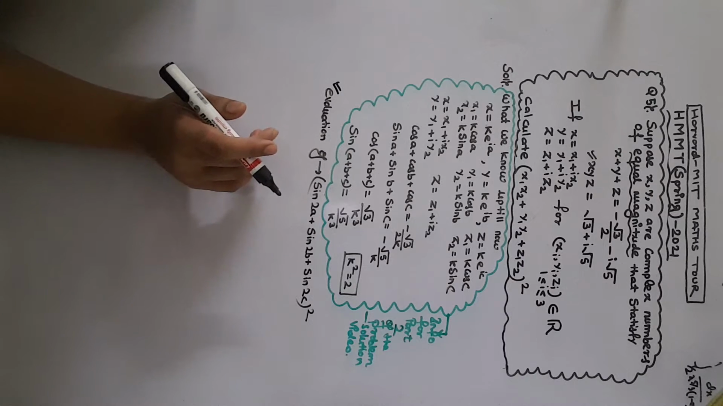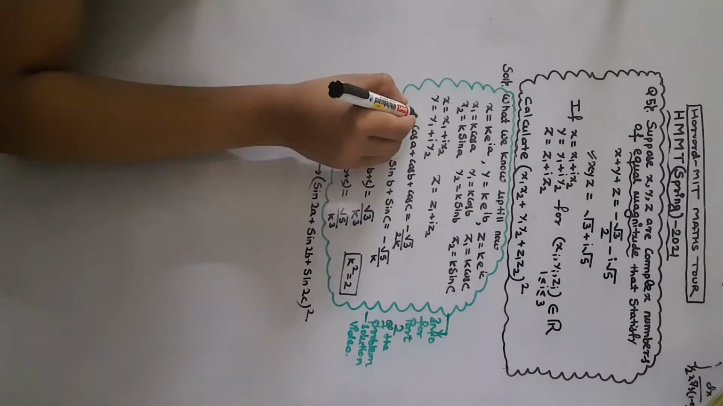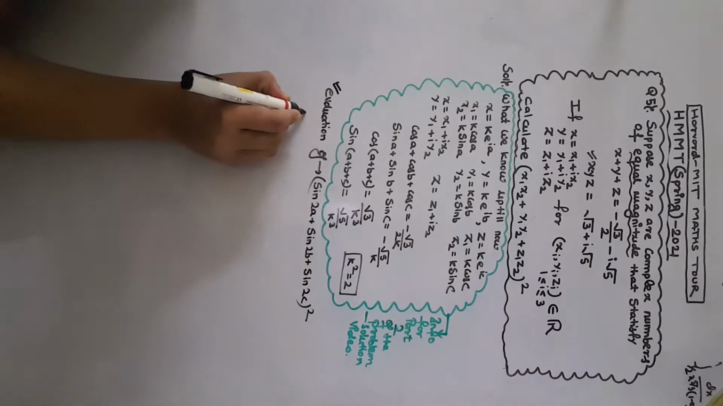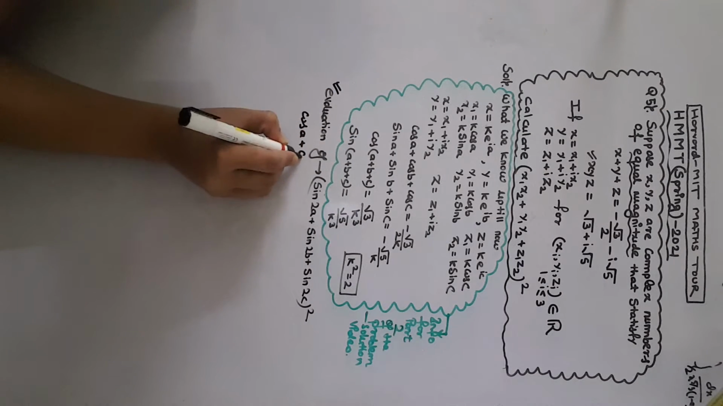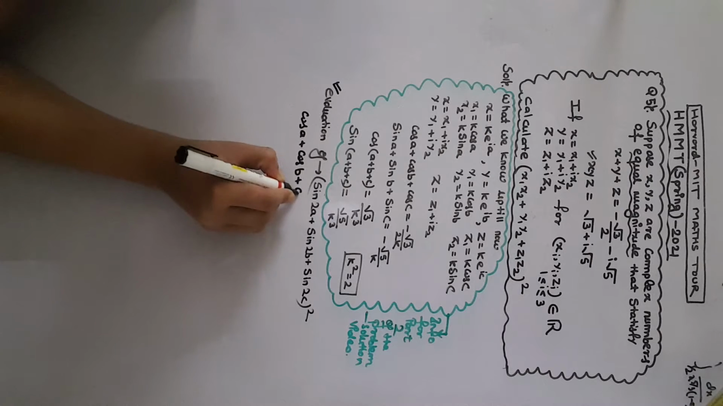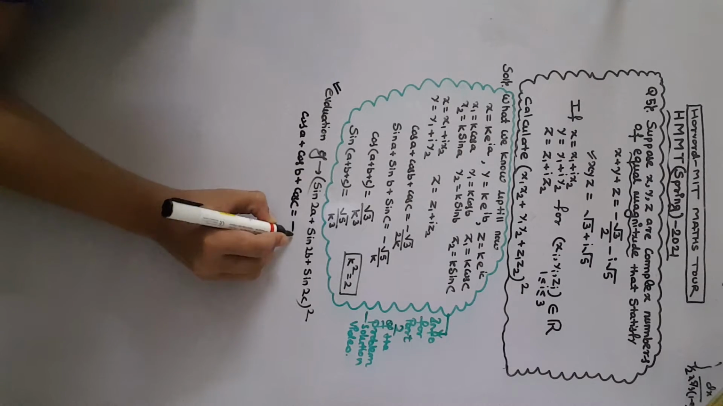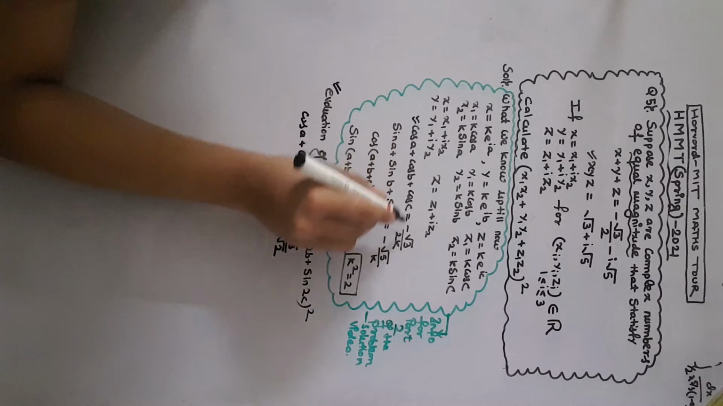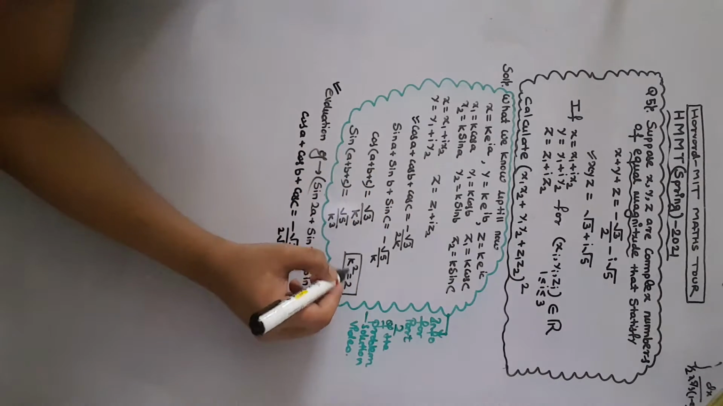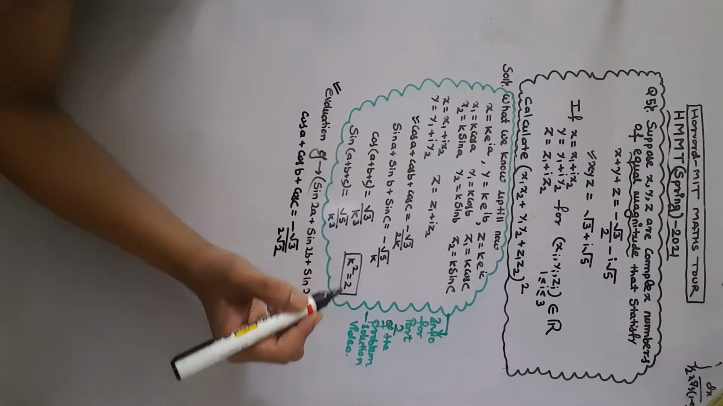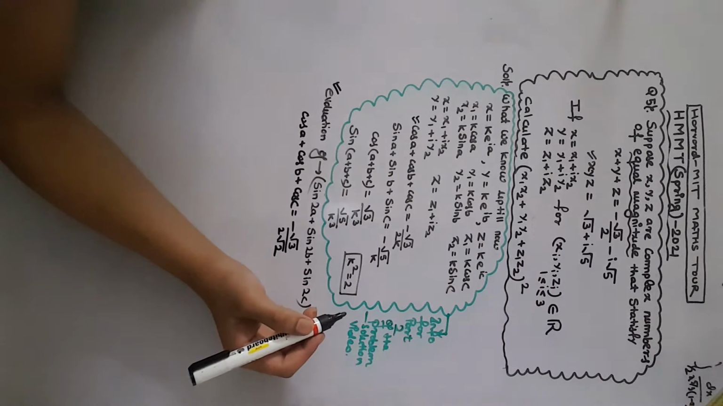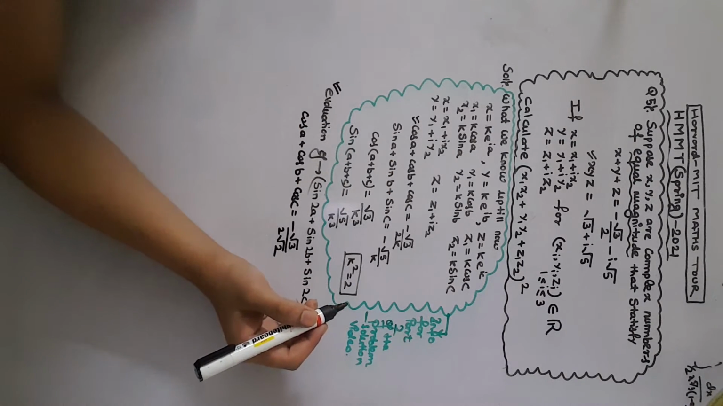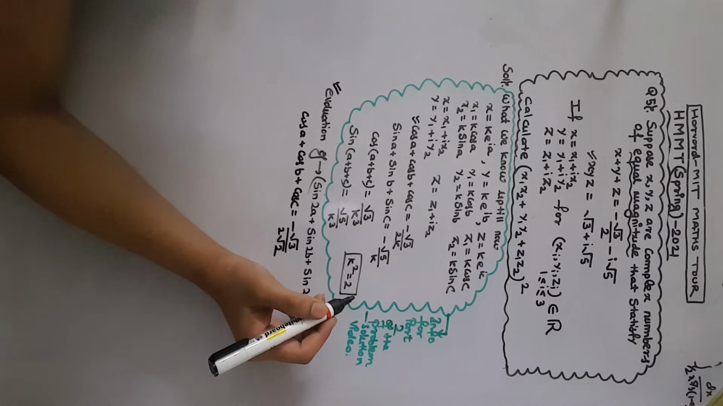Moving ahead in this expression, we know that cos A plus cos B plus cos C is equal to negative of root 3 by 2k, where k square is equal to 2, so k will be equal to root 2. So cos A plus cos B plus cos C will be equal to negative of root 3 by 2 root 2. We are only going to take the positive value of k because k represents the magnitude, and magnitude is always positive.